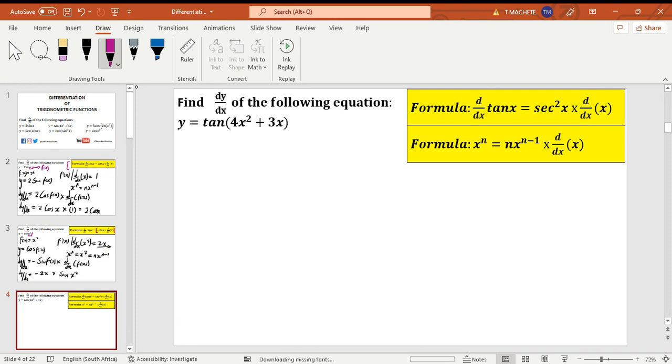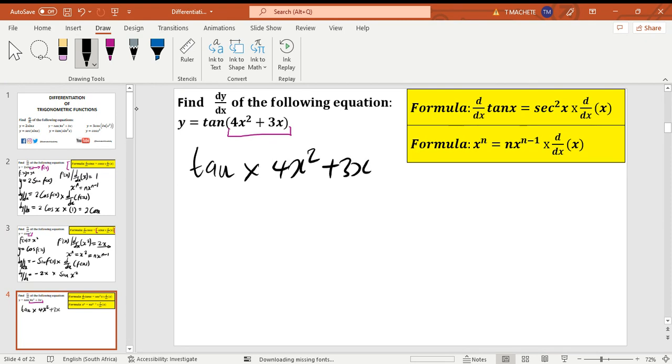So our next example, you do the same thing. Remember, in this case, your f of x will be this. Remember, you cannot have tan multiplied by 4x squared plus 3x. No, it cannot be this. So always, for trigonometric functions, you must have a function inside. So if it's tan, you must have x or something inside the bracket there. Don't make that mistake and multiply the two. No, it's one thing.